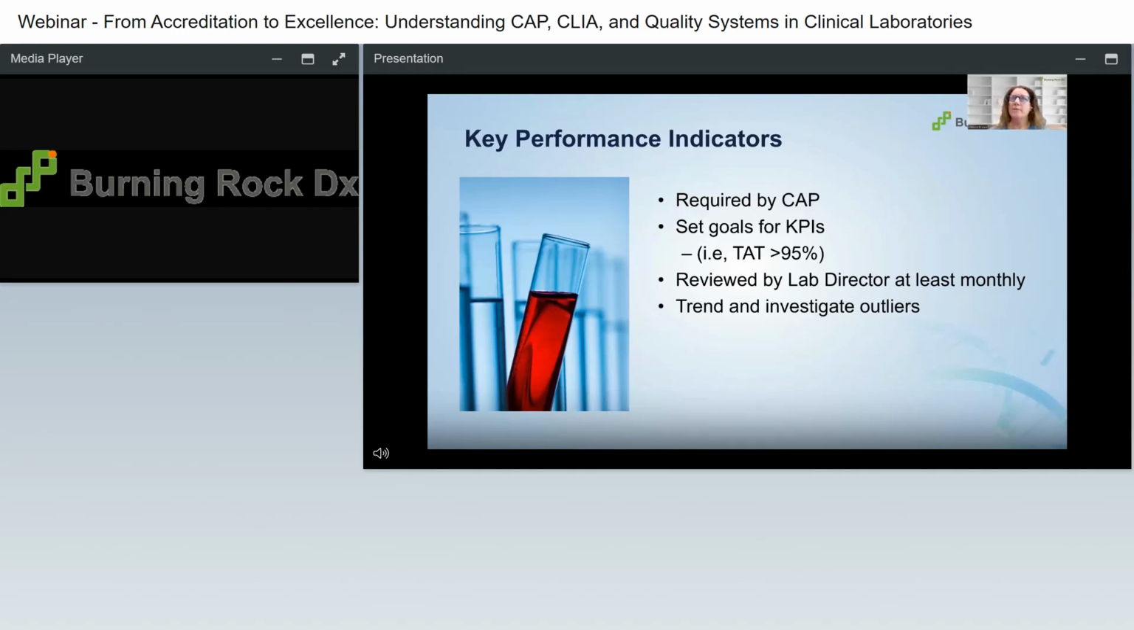If you, for example, start to see that all of a sudden your turnaround times are not being met, month after month, that's an opportunity to look into that and to see what's going on. And anytime you have an outlier, there needs to be an investigation as to why that was not met and what exactly happened in that case.